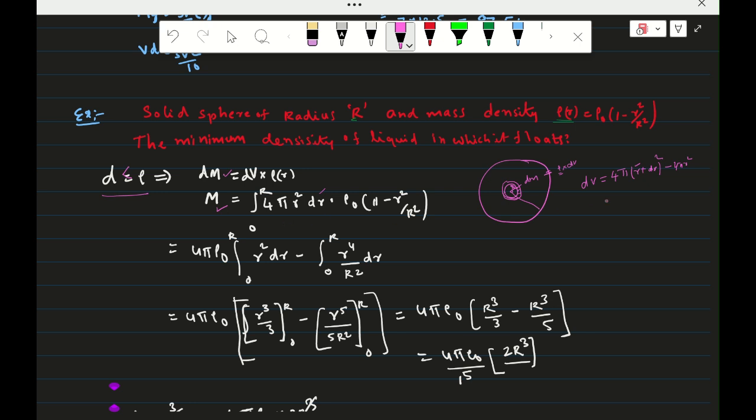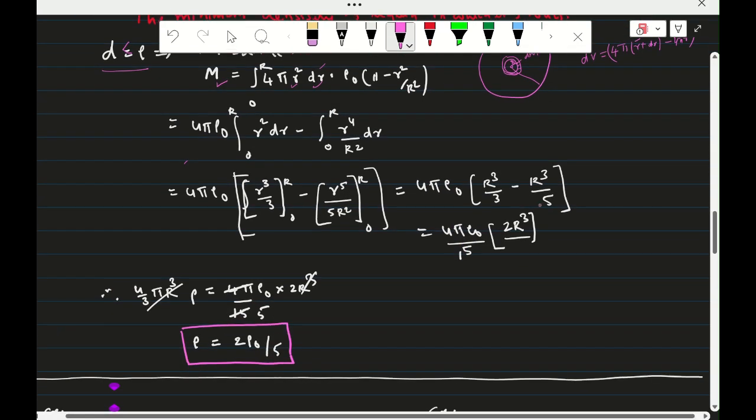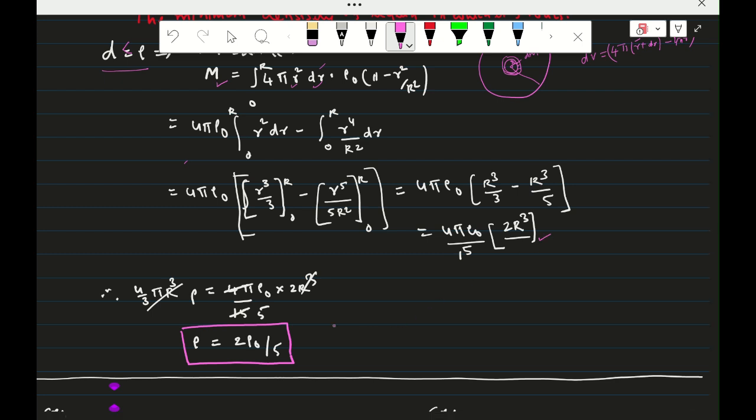Means volume dv is the area into dr thickness. You multiply the area and thickness and you get the volume: 4 pi r square into dr. The dr square term is small and will be neglected. Now take out the constant terms and integrate. Finally, the answer is 4 pi rho naught by 15 into 2 R cube after integrating from 0 to R.